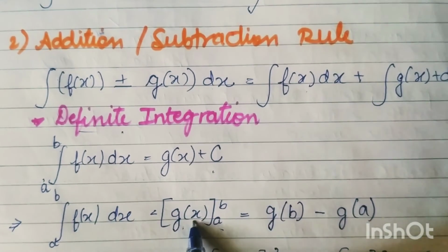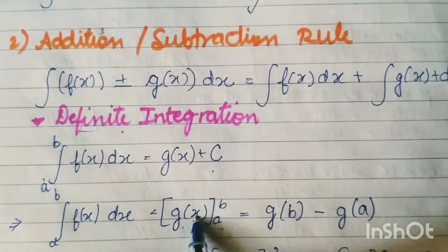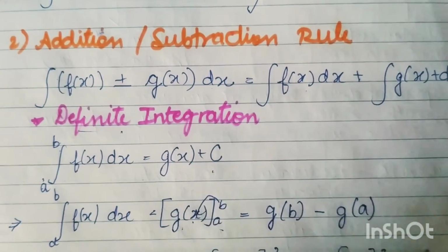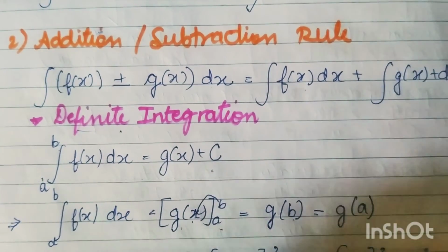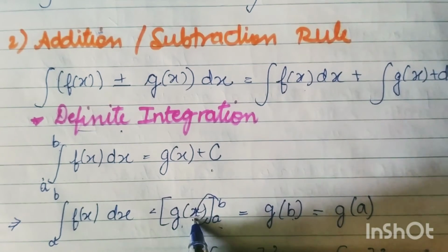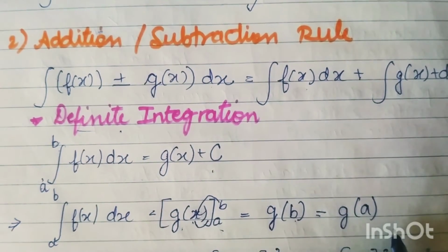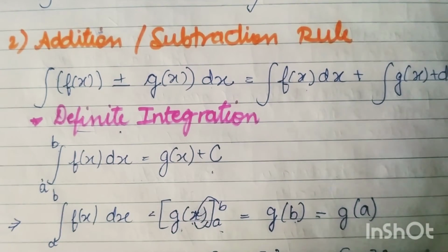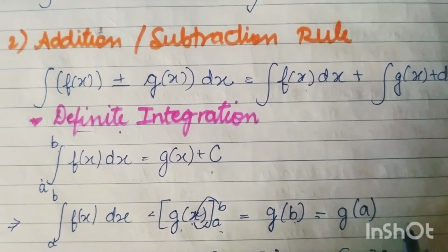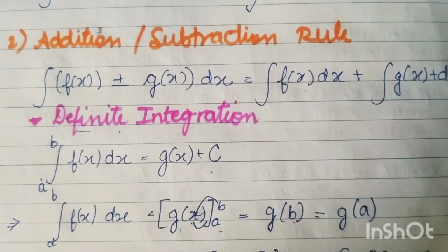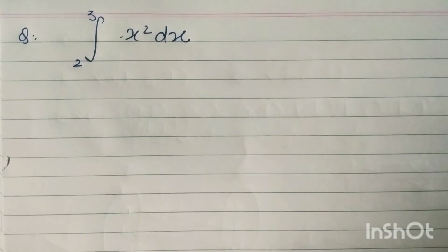And then in place of x, first we will place the upper limit, that is b, that is g(b), minus, then you will place your lower limit, that is a, that is g(a). In this case, you need not write a constant with the term. This is a constant value. For your convenience, I am doing one example to help you understand.